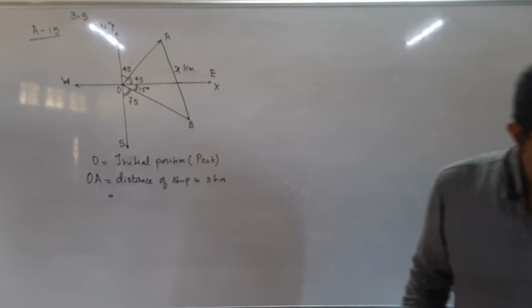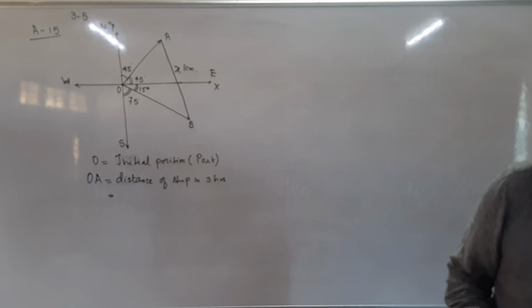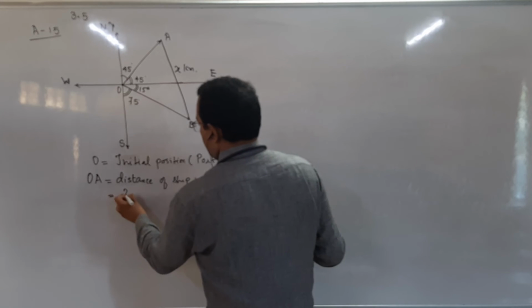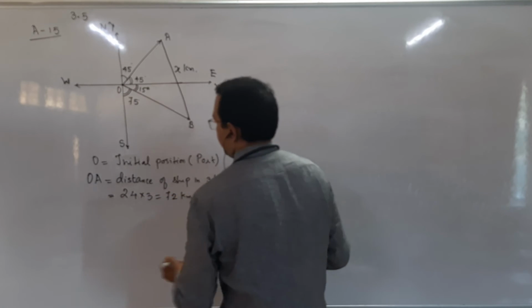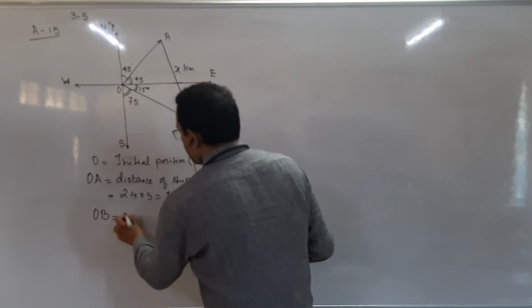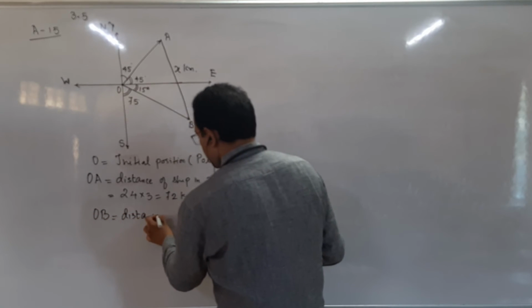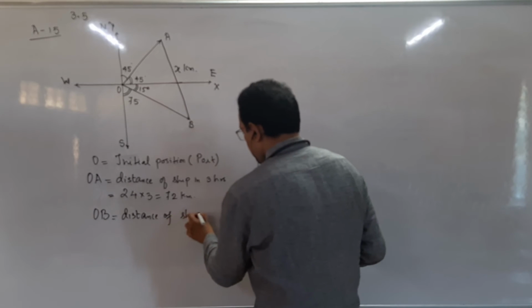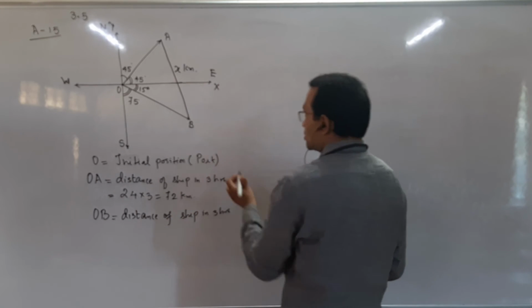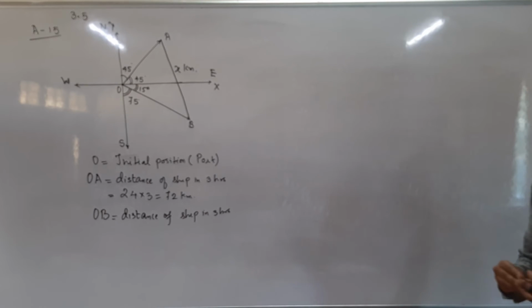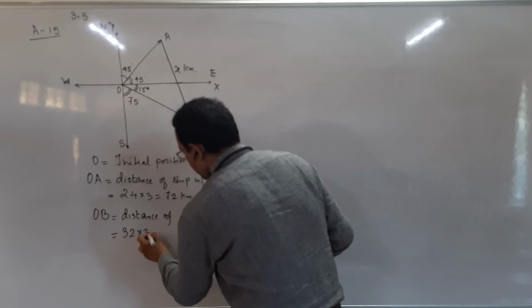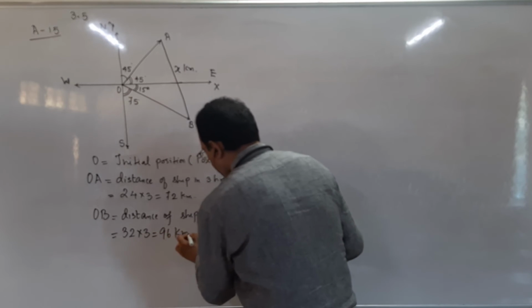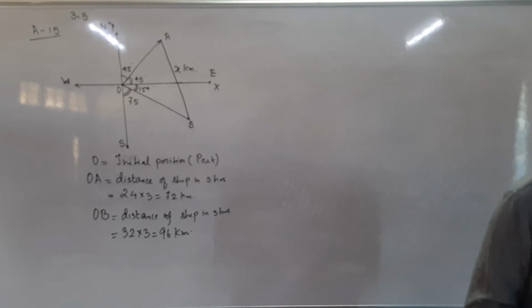What is the velocity of the ship going in the direction of OA? 24 km per hour. So in 3 hours it will be 24 times 3, which is 72 kilometers. OB is equal to the distance of the ship in 3 hours, which is going south at an angle of 75 degrees with east, and it is traveling at the rate of 32 km per hour. So in 3 hours it will travel a distance of 96 kilometers.